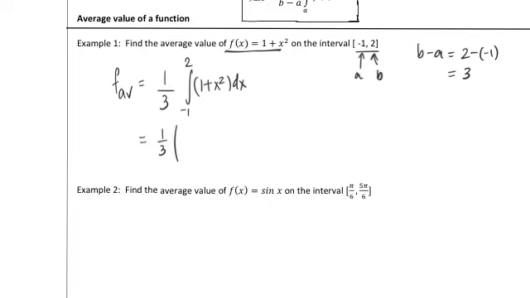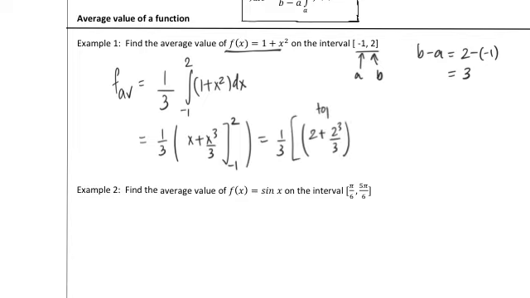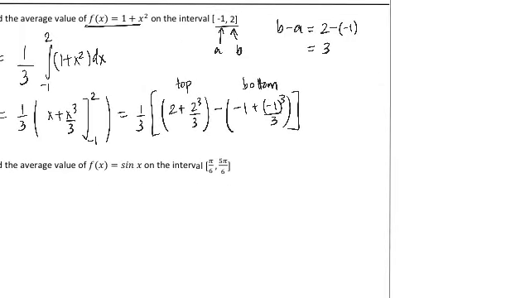So 1/3 stays out front, and then the antiderivative here is x plus x cubed over 3. Put the brackets on from negative 1 to 2. All right, now we have to put the top number in. So we get 2 plus 2 cubed over 3. And put that all in parentheses, the top number being put into the antiderivative equation, minus, and now be careful here, negative 1 plus negative 1, the quantity cubed over 3. This is like the bottom number being put into the antiderivative equation.